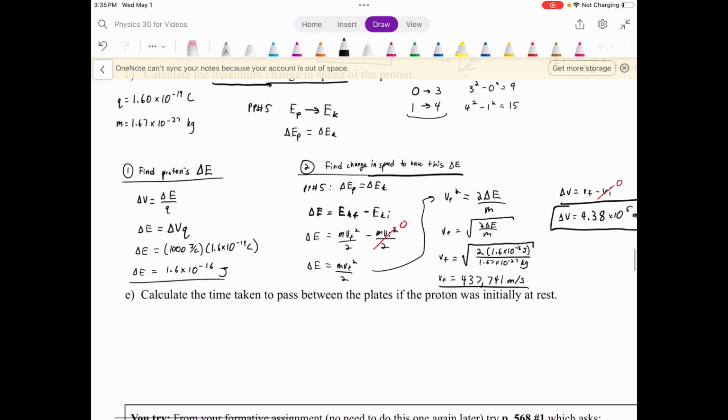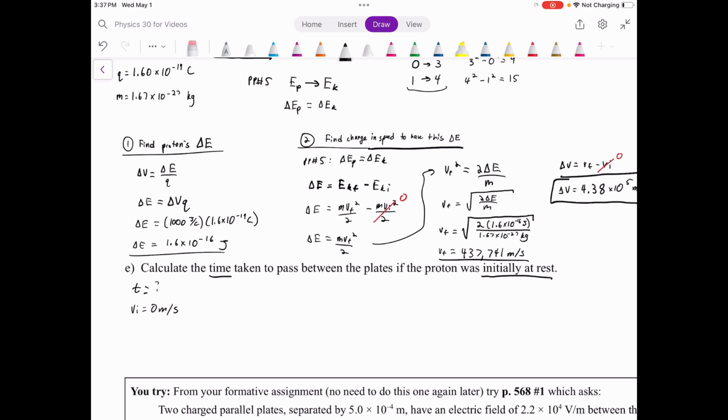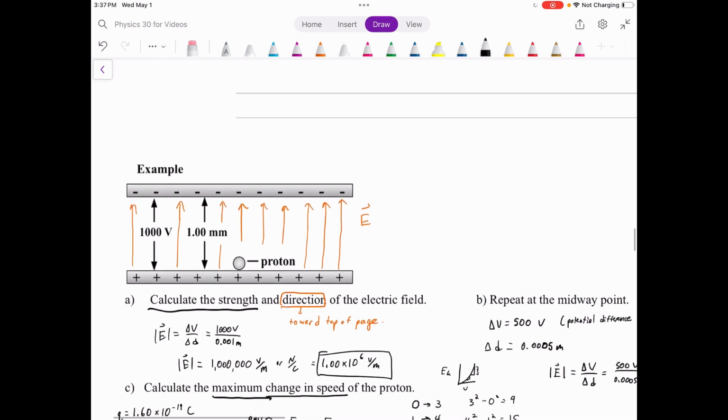All right. E asks us to calculate the time taken to pass between the plates if the proton was initially at rest. Okay, so now this one's really confirming that V initial is 0 meters per second. Now, we've also just figured out that it ends up with this speed, right? We know V final is 437,741 meters per second. Okay, so let's just think about everything we know here. It starts at 0. We know its speed here. We're interested in the time it would take to cross.